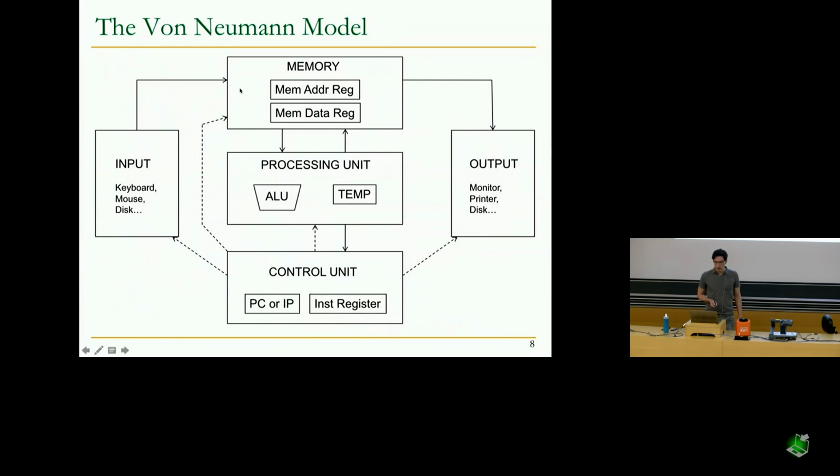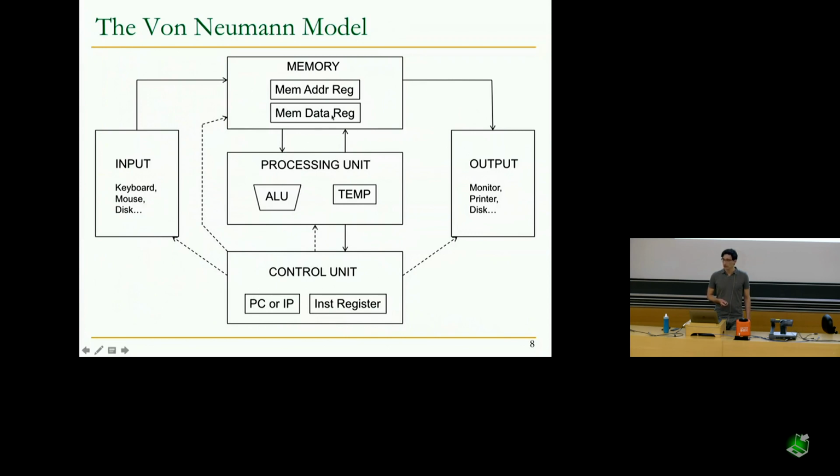This is the memory. In the memory, we have 2 important registers, the memory address register and memory data register. We will talk about them soon. We have the processing unit, where we have the ALU, where we really execute the operations, like, for example, an addition or a subtraction. And we will also have some temporary storage that is called the registers. We have the control unit with the program counter and the instruction register, and input and output. As you can see, there are arrows connecting all these 5 elements.